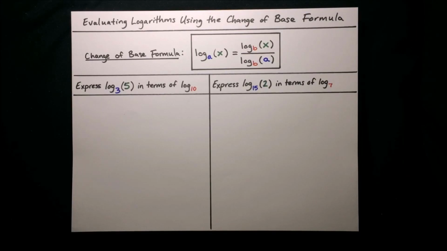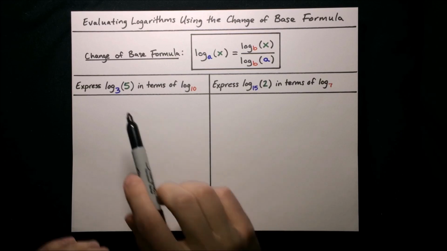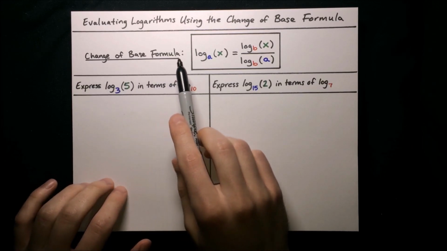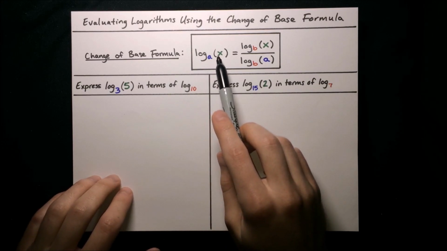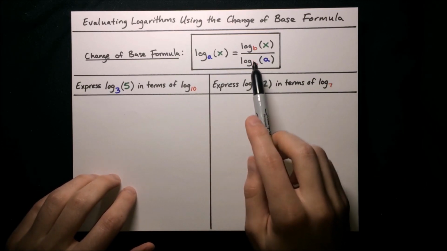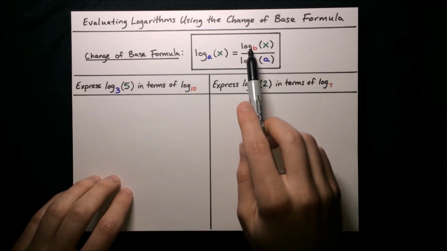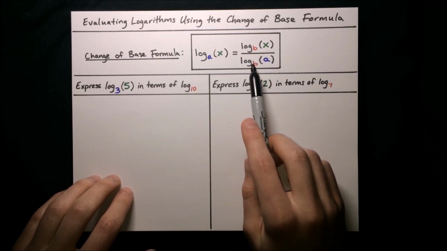In this video, I'm going to show you how to evaluate logarithms using the change of base formula. So here's the change of base formula right here. It tells us that another way to express log base a of x is to choose any base b and write the fraction log base b of x over log base b of a.